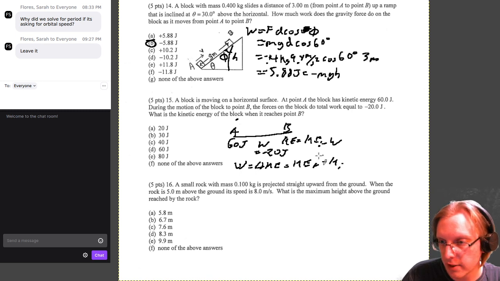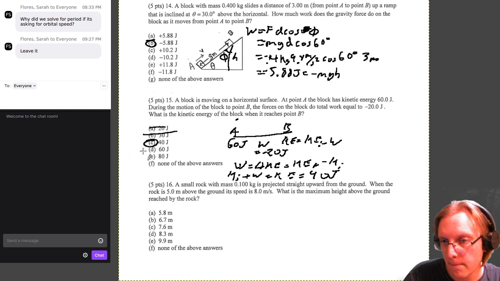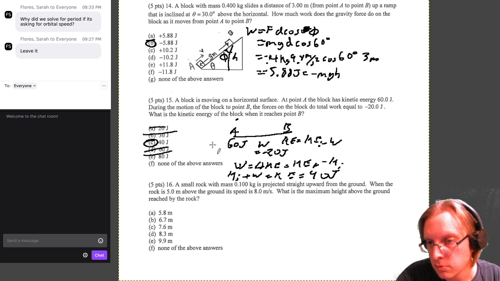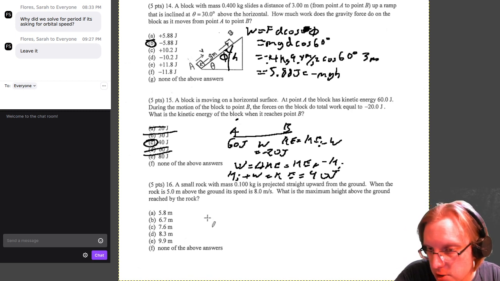So then we move that to the other side. So we have kinetic energy initial plus the work done is equal to kinetic energy final. I can fill that in. 60 joules there minus 20 joules there means that this is equal to 40 joules. And the 80 joules is there for people who can't keep their signs straight. All right.